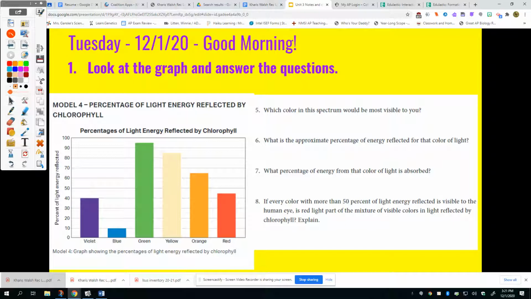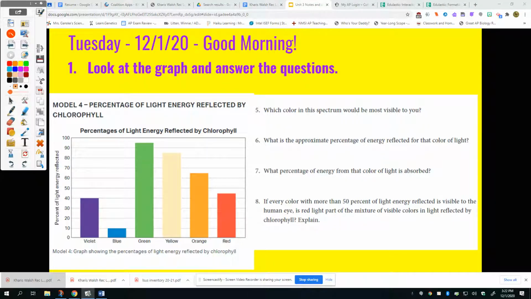This was your first 5. This graph was on the bottom of your sheet from Monday, but there were now questions to go with it. And it says, which color in the spectrum will be most visible to you? And they're talking about in this plant. So if you looked at this plant in the graph, which color would be the most visible? Well, it's the one that has the highest amount reflected, so that would be green.